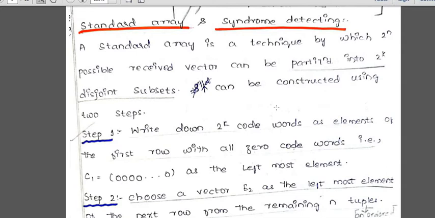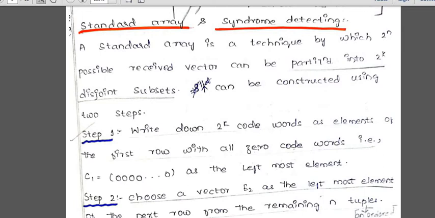Whatever errors are present in your particular code, first they will be determined, and along with that they will also be corrected to the proper codes. Now these problems are very interesting. I'll tell you the steps for how you are going to do it, and then we'll see the problem on your standard array.